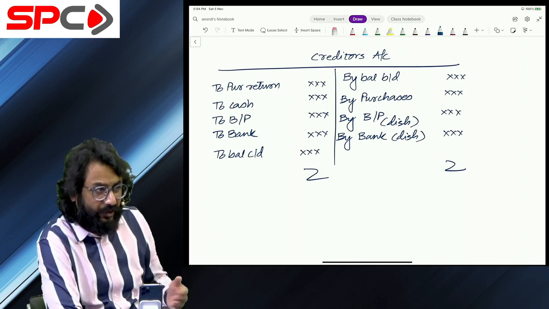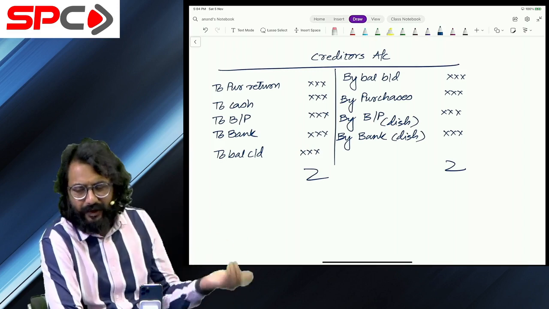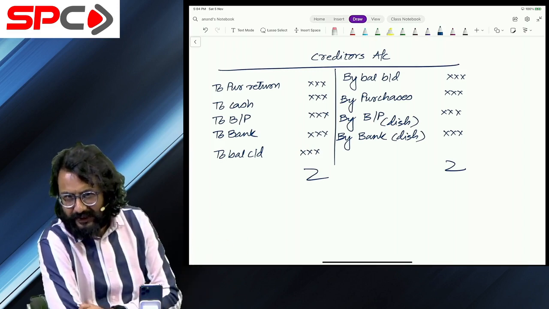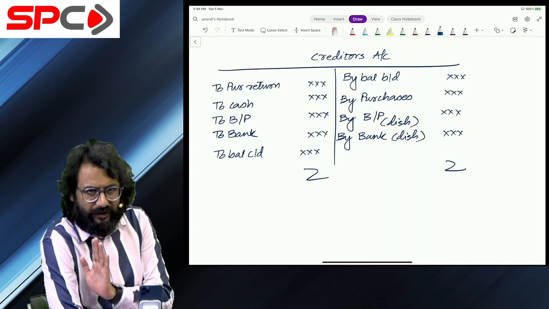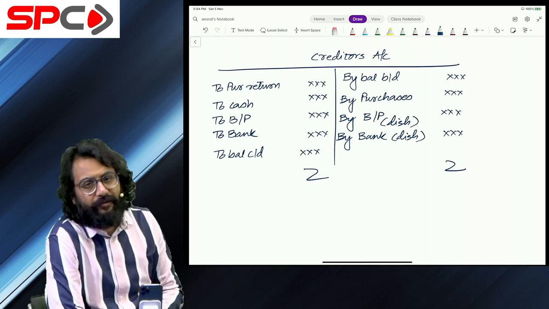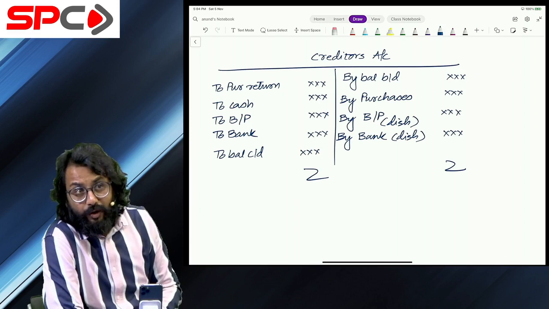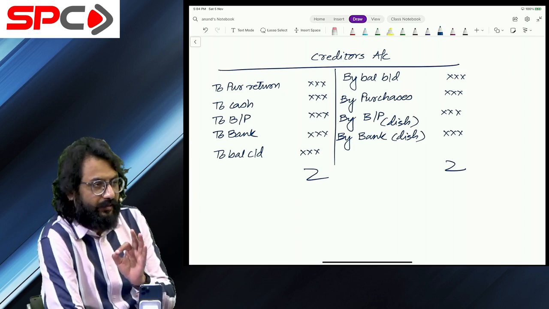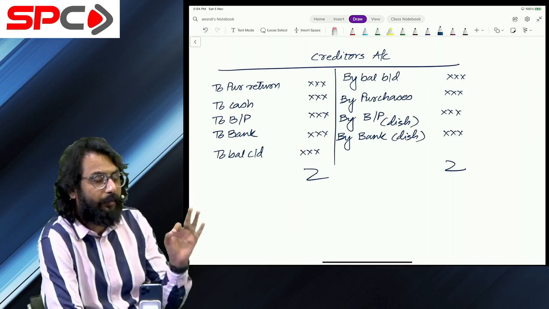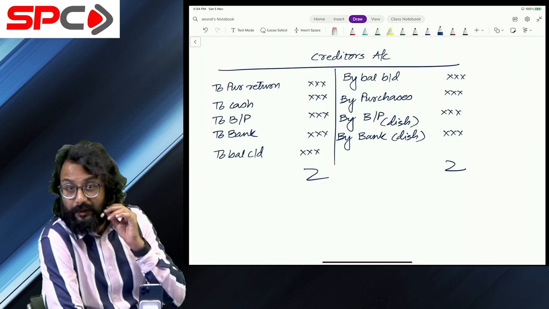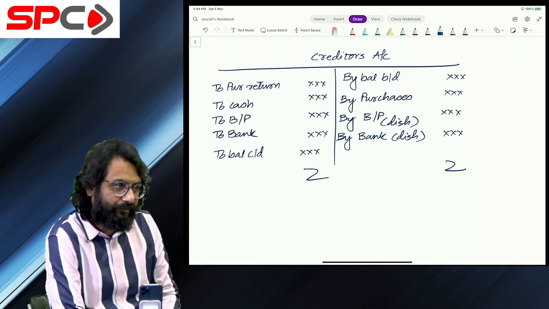Check paid, debit side. Cash paid, debit side. Bills payable given, debit side. And when they are dishonored, credit side. Do you all agree? So my dear friend, if you want to do account current first, you should be able to make the personal account. So let me ask you if you understand this.